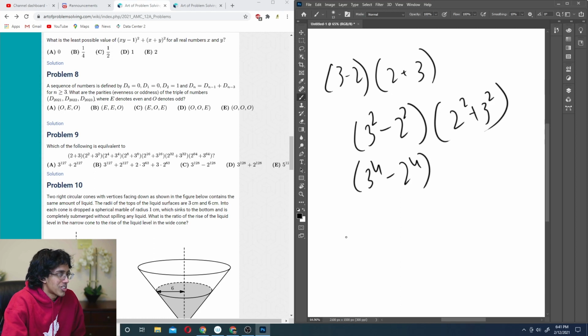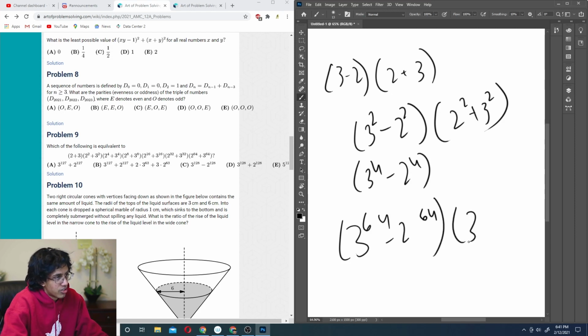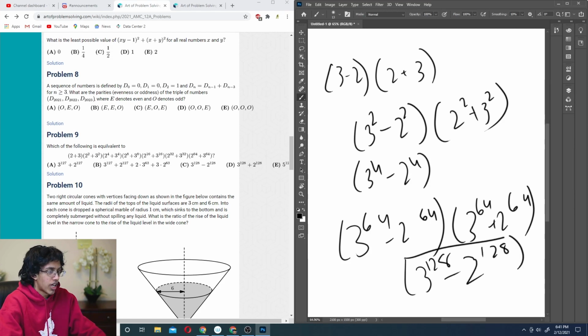And so on and so forth until you get 2 to the 64 minus 3 to the, nope, nope. I'm getting too excited about this. 3 to the 64 minus 2 to the 64 times 3 to the 64 plus 2 to the 64, and that gives you 3 to the 128 minus 2 to the 128. Okay, and then that is your answer.